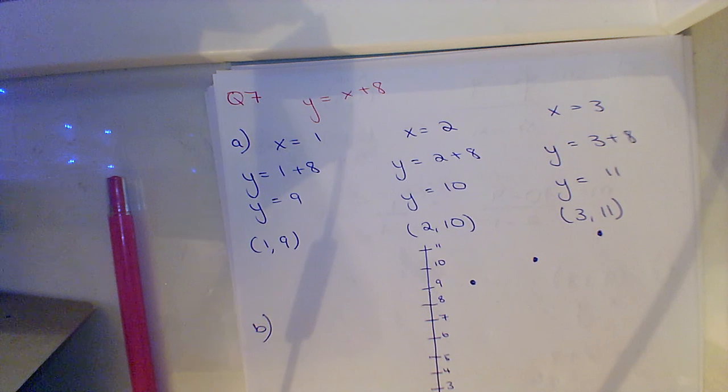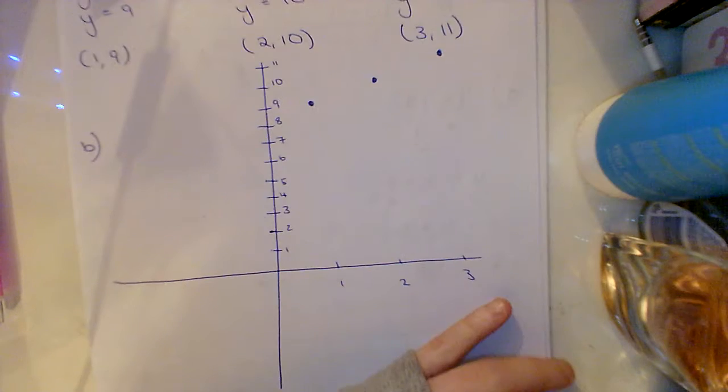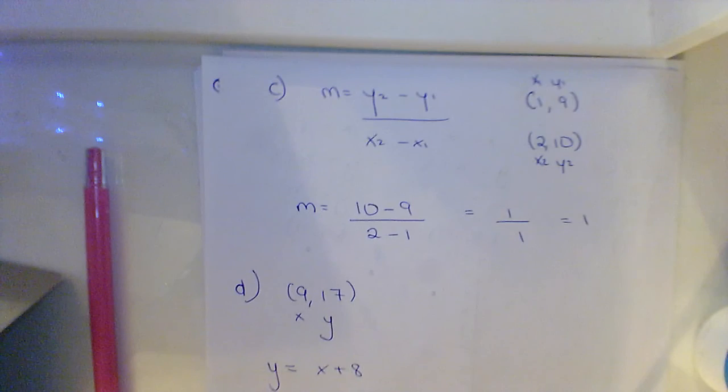So D then to investigate whether 9, 17 is on K. So I sub in 9 and 17. So x is 9, y is 17. And my line was y is equal to x plus 8. So I have 17 is equal to 9 plus 8. So I get 17 is equal to 17. That point is on the line.